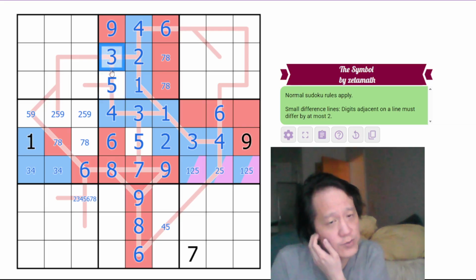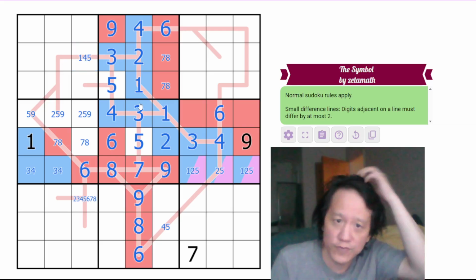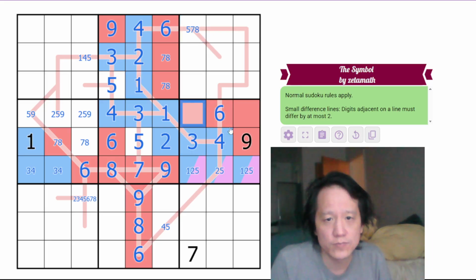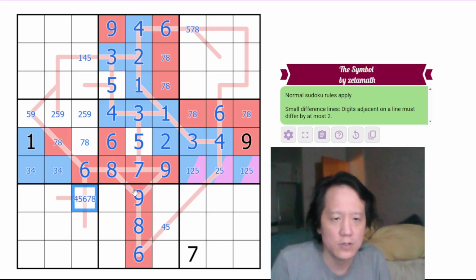This is a 3. 3 can only be next to 1, 2, no 2 or 3. Could be 4 or 5 here. So 1, 4, 5. 6 can only be next to 5, 7, or 8 here. This is 7 or 8. This is 7 or 8. Remaining digits in column. Okay, so 6 can only be next to 4, 5, 7, and 8.